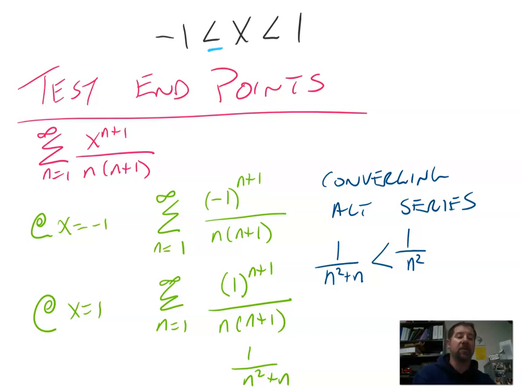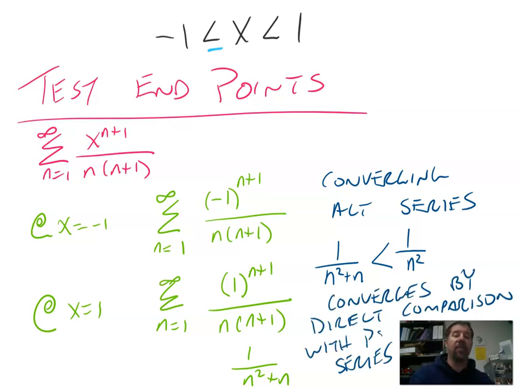And so since it's always smaller than 1 over n squared, then by direct comparison with p-series, it is going to have to converge. So what do you know? This converges differently than, again, the other one just converged on negative 1. Now this is converging on both sides, okay? So the interval stayed the same, but I had different endpoints.